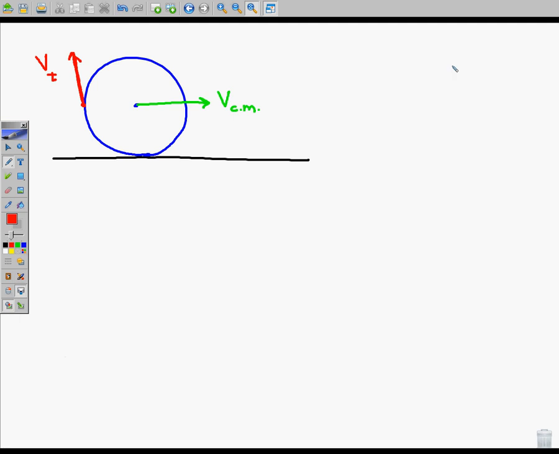So the essence of this lesson is that when you have a rolling object and there's no slipping, the speed of the wheel itself moving forward, which I'm calling the velocity of the center of mass, is exactly equal to the speed of a point on the surface relative to the center, the tangential velocity. And that's what you basically need to know. Those two are equal to each other to solve the problems.